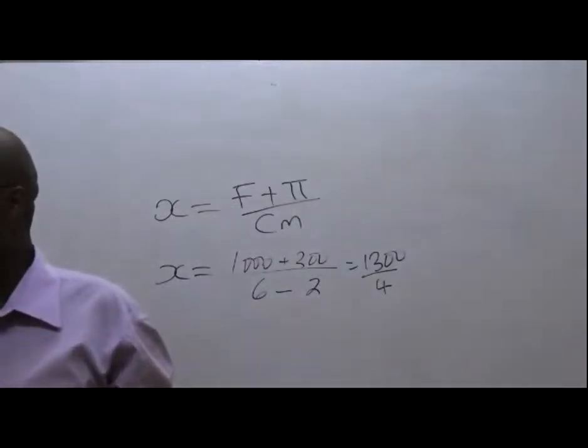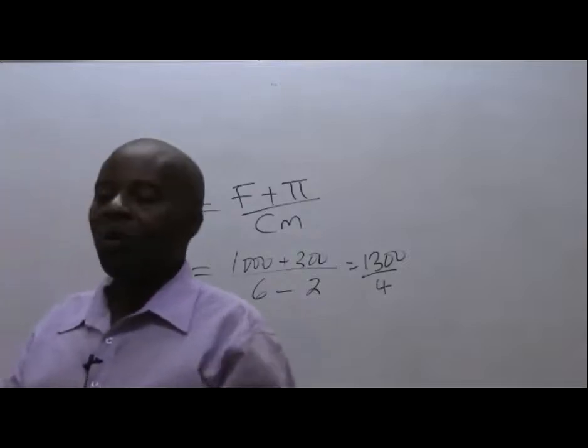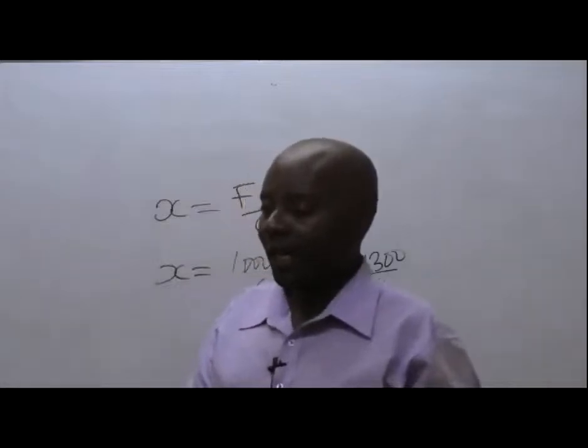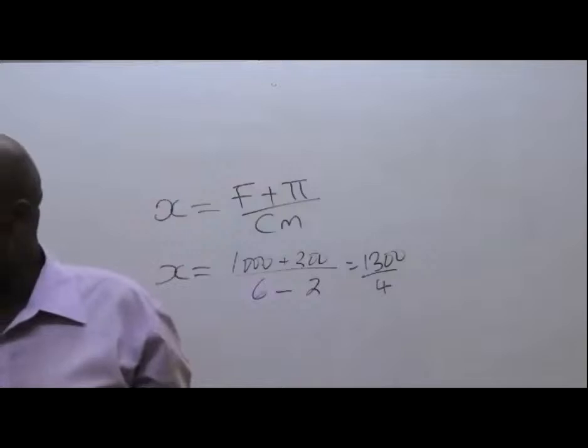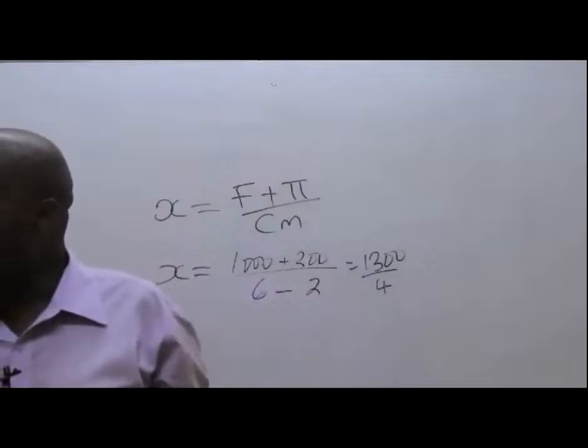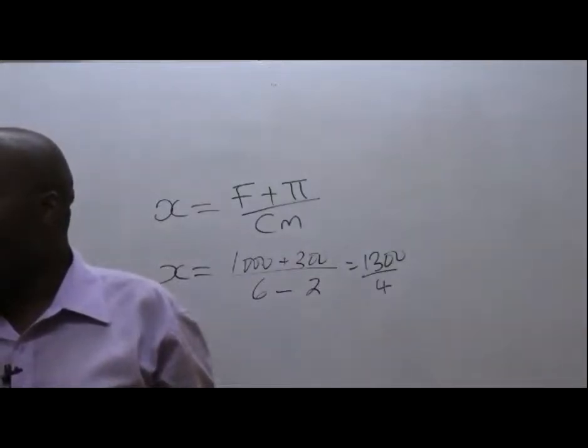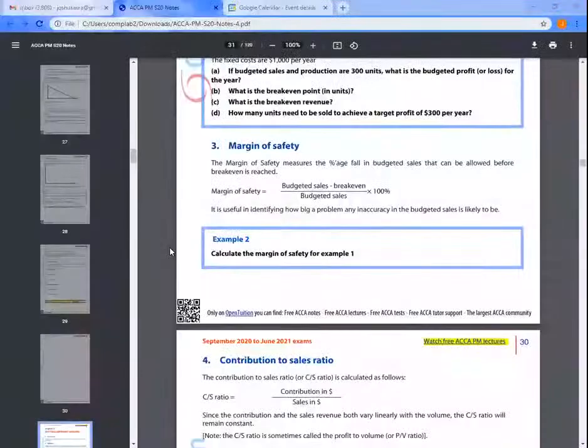Because if you are operating at exactly break even, then you are walking on a very thin line, a thin thread. Should it decide to go into two equal parts, you go straight away into losses. So, ladies and gentlemen, this is what we have. They're telling us that margin of safety measures the percentage fall in budgeted sales that can be allowed before break even is achieved.